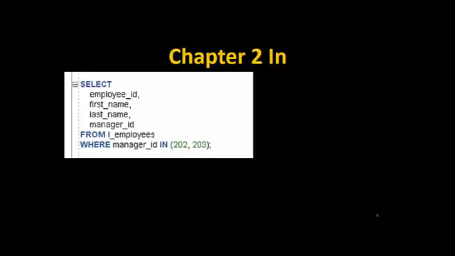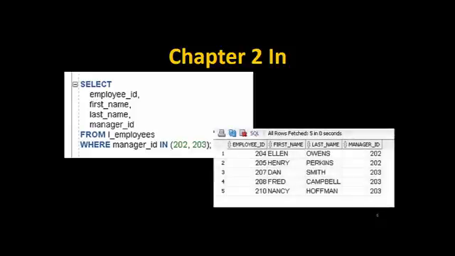And when we run that one, we get this. Only manager IDs 202 and 203. So the code works very well, does exactly what we wanted to do. Let's go a step farther. And this is, I'm throwing you a curve here.